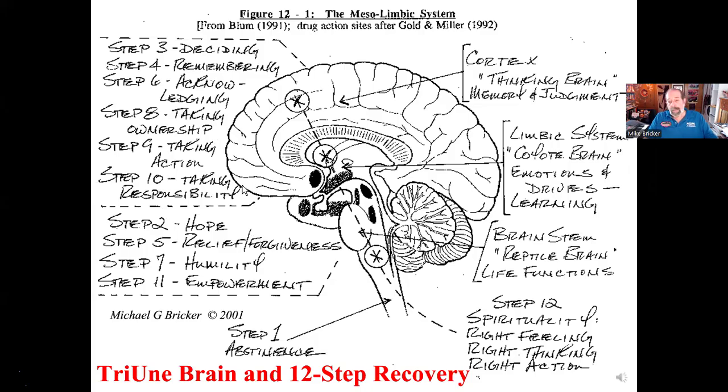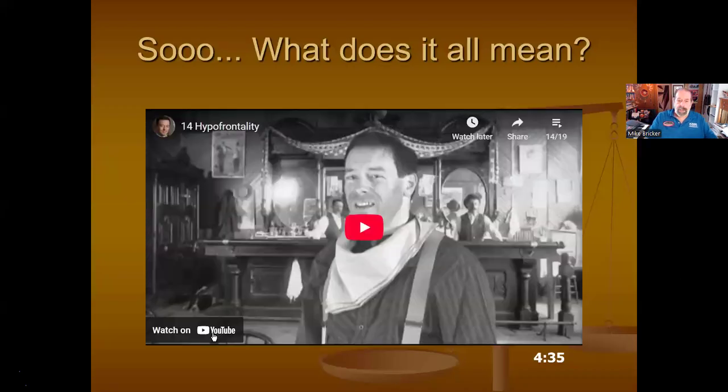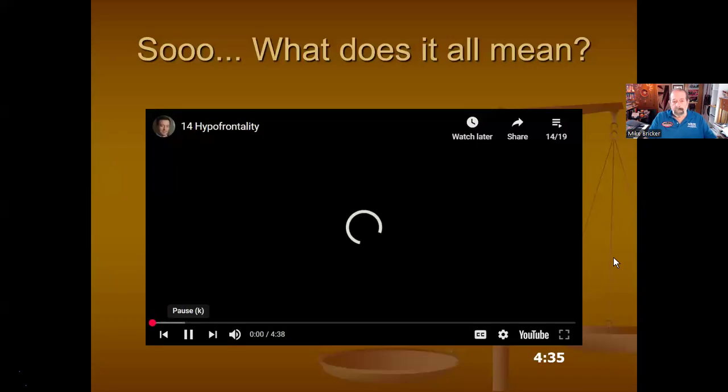And then finally, when we have all three parts of the brain working together and focused on right feeling, right thinking, and right action, this is what we call the spiritual awakening. It's brain science. So, okay, so what does it all mean? Well, here's a little bit of a wrap up.